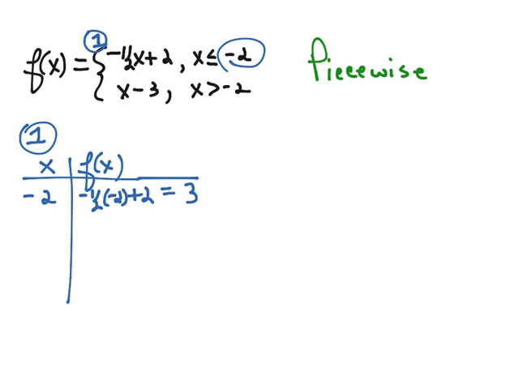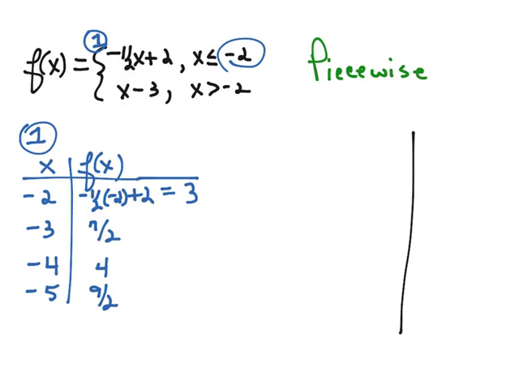And then we want values that are smaller than negative 2. So let's do the same thing and enter in negative 3, and we'll get 7/2. And if we plug in negative 4, we get 4. If we plug in negative 5, we get 9/2.